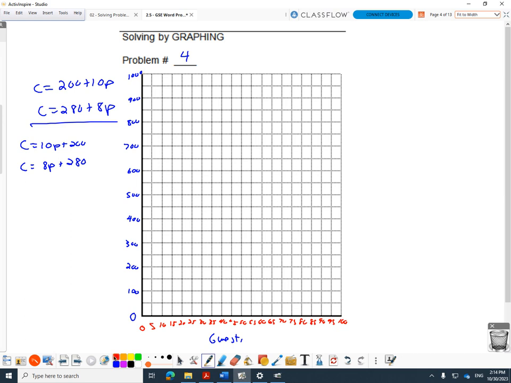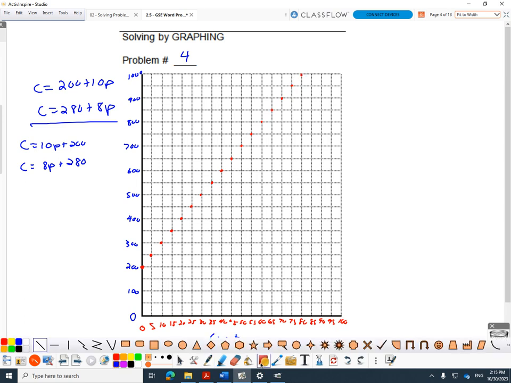First graph. Start at 200. And for every 5, go up 50. 250, 300, 350, 400, 450, 500, 550, 600, 650, 700. There. That's going to go right down, not the middle of the page, but it covers the page nicely this time.